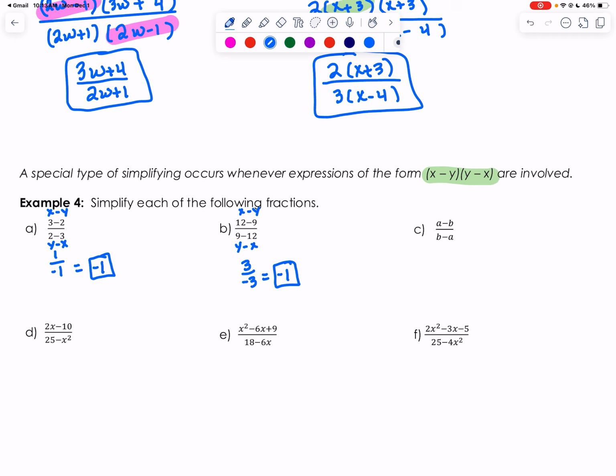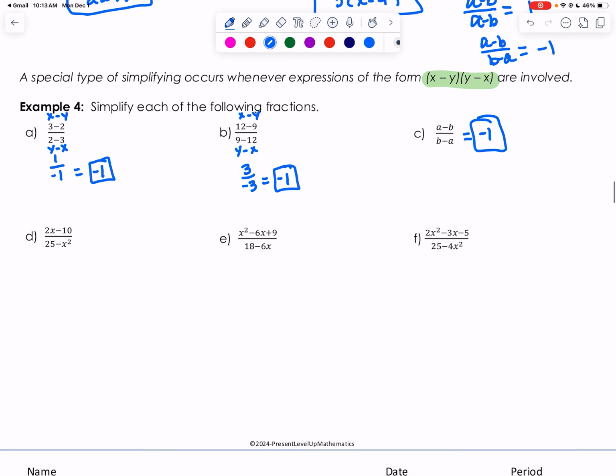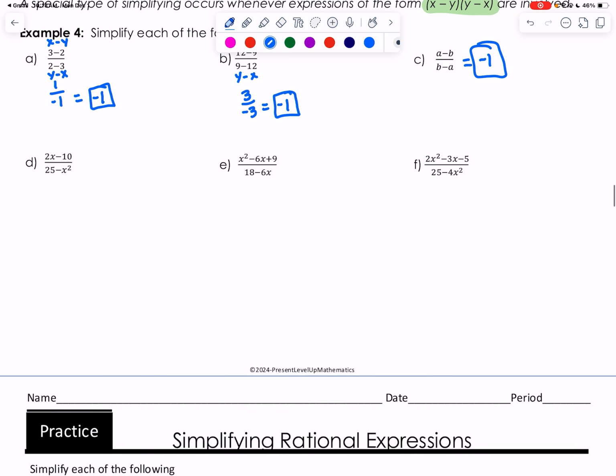So if I have a minus b over b minus a, do you see how it fits that pattern? I don't even need to factor anything. I can tell you that's going to equal negative 1. So if I have a minus b over a minus b, that equals 1. But if I have a minus b over b minus a, that's going to equal negative 1. Very important that you recognize that. Now, let's simplify some expressions where we have to work with this fact.